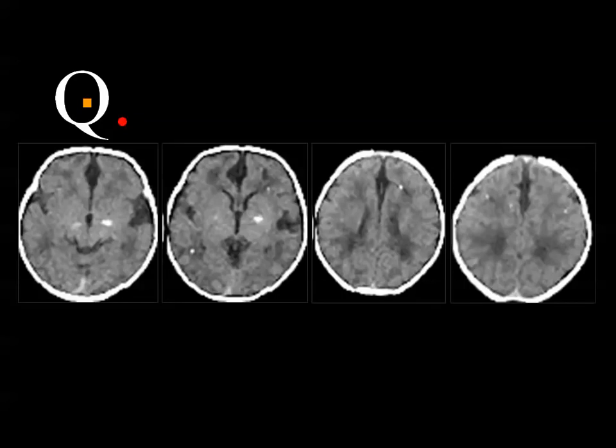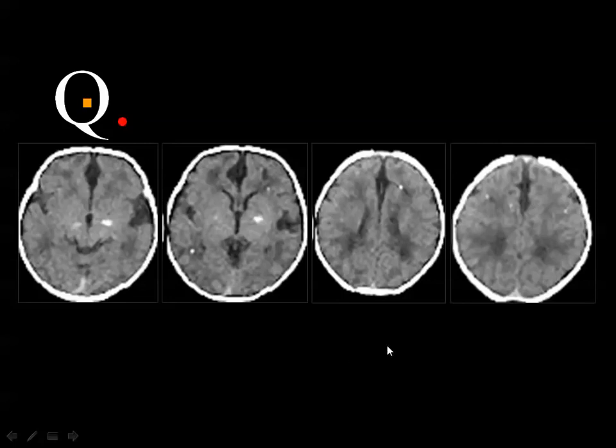The exam: axial CT scan of the brain without contrast injection. Findings: no available history. Multiple hyperdense foci scattered in both cerebral hemispheres.